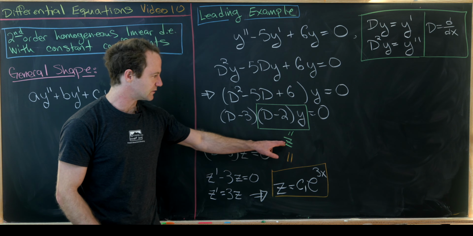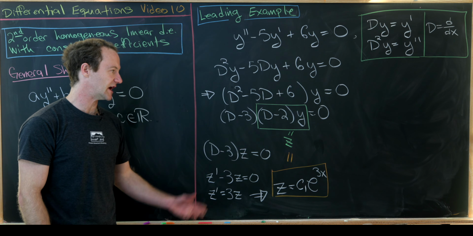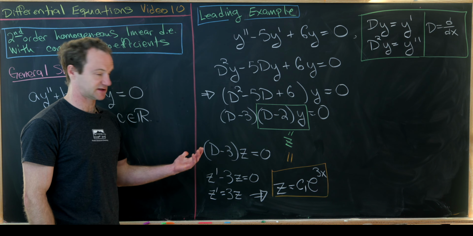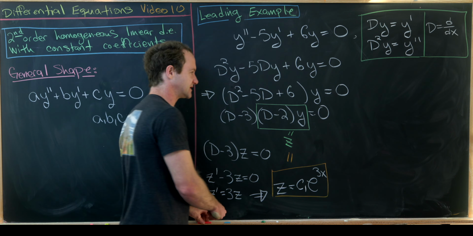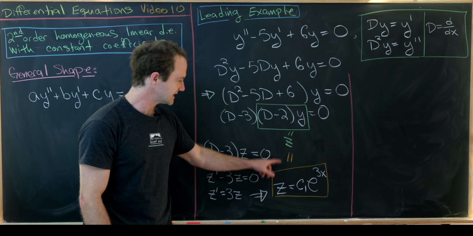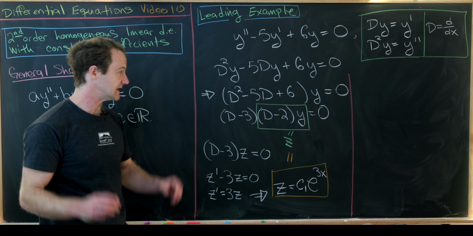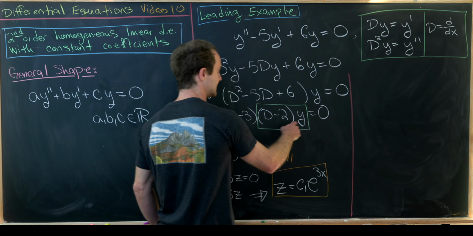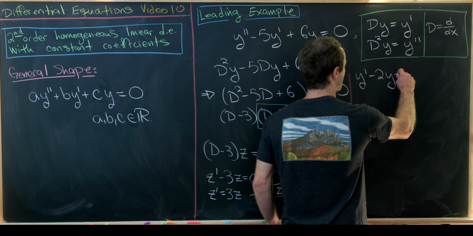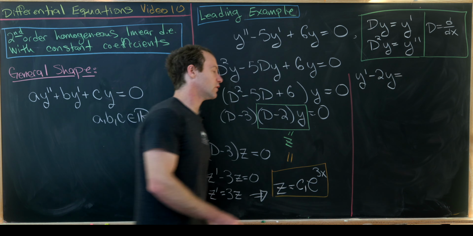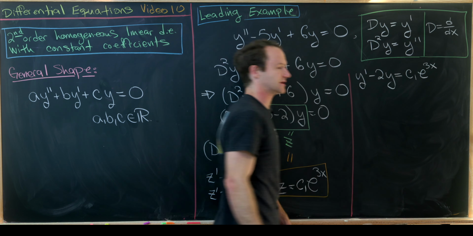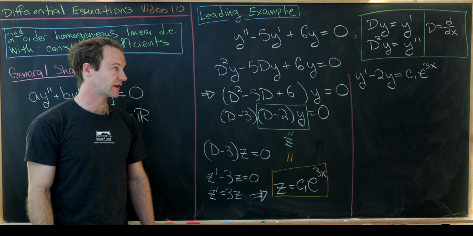But notice that z was also written in terms of y via this D minus 2 operator on y. So that gives us a second differential equation. So let's move over here and see what we have. Like I said, equating these two z's, we get D minus 2 operating on y. That's the same thing as y prime minus 2y equals c1 e to the 3x. Great. And now that's a first order linear differential equation.